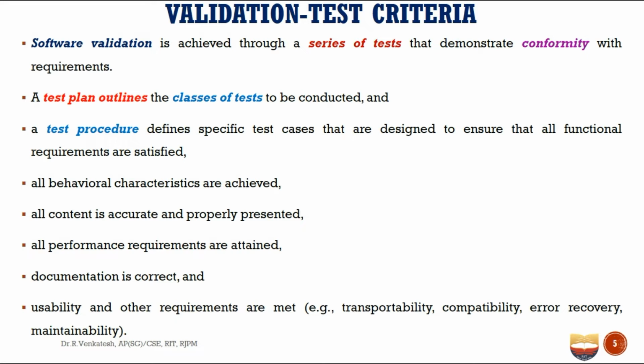The final criterion is that usability and other requirements are met, which means transportability, compatibility, error recovery and maintainability, platform dependence and independence. So, whether all the other requirements are met or not. So these are all the validation test criteria. In these criteria, it is said that we must ensure all the requirements are met or not.